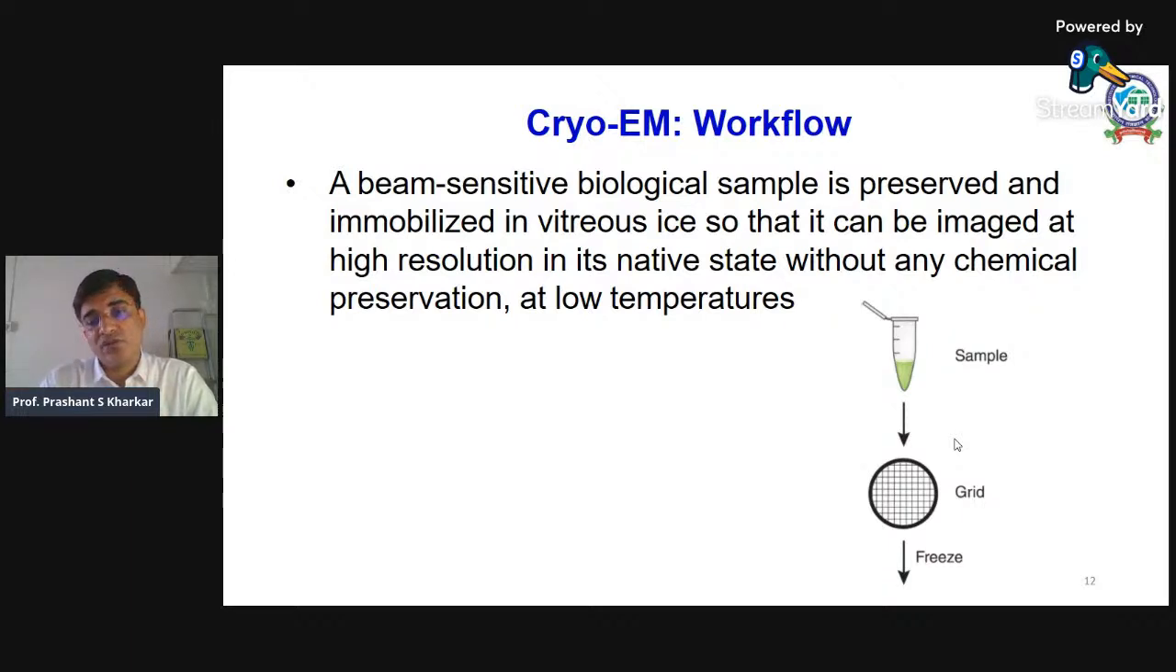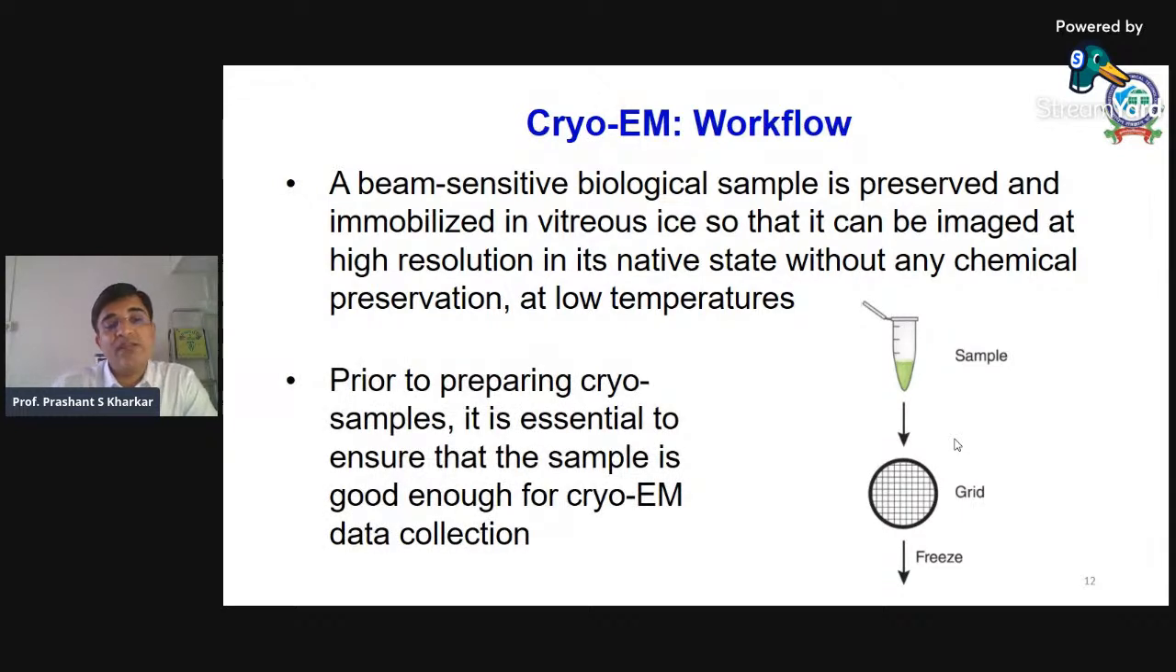What you have to do is make a solution of a protein, or whatever you want to visualize. You have to prepare the sample. The beam-sensitive biological sample is preserved and immobilized in vitreous ice. They use an EM grid, onto which a very thin layer of the aqueous solution of the protein is put, and this grid is immersed in liquid ethane, which is further cooled by liquid nitrogen. So you're talking of a temperature somewhere between minus 160 and minus 196. The moment that grid is immersed, it gets vitrified, and that's what is subsequently subjected to electron microscopy, and this is the best part of it.